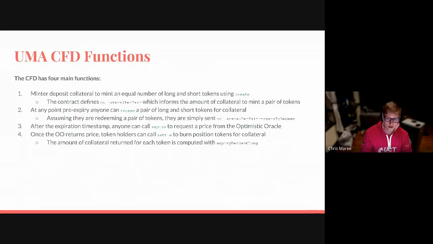And when they do that, they can specify how many long and how many short tokens they want to burn in exchange for a commensurate amount of collateral. And that is literally just the equations we looked at earlier on, where you take the price, you calculate that expiry percentage long, which we'll get into in a bit, and then you combine that with the number of long and short tokens that are being redeemed.